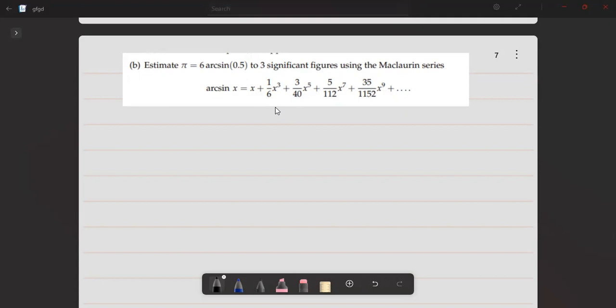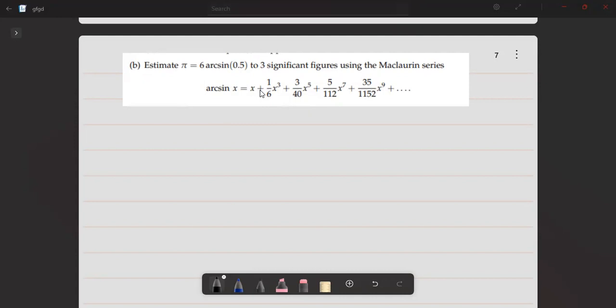Here we have our question on Maclaurin series. We want to approximate the value of pi using Maclaurin series. We are given the expansion of arcsine x up to the fourth degree. We want to evaluate this about x equals 0.5.